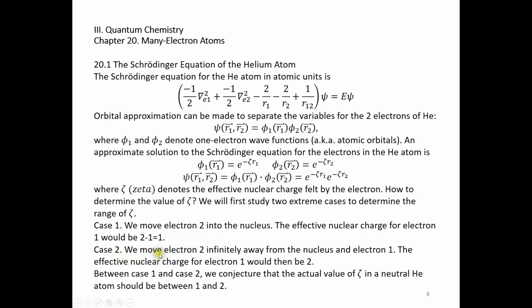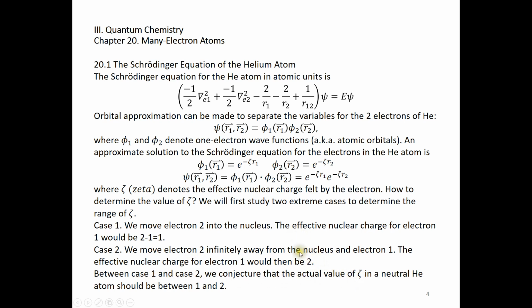Case 2, we move electron 2 infinitely far away from the nucleus and from electron 1. In that case, the effective nuclear charge for electron 1 would be 2. Just imagine we have a helium atom with 2 electrons. Now we send one of the 2 electrons to the moon. Then we have only a nucleus with +2 charge and 1 electron outside the nucleus on Earth. In that case, the effective nuclear charge is 2.